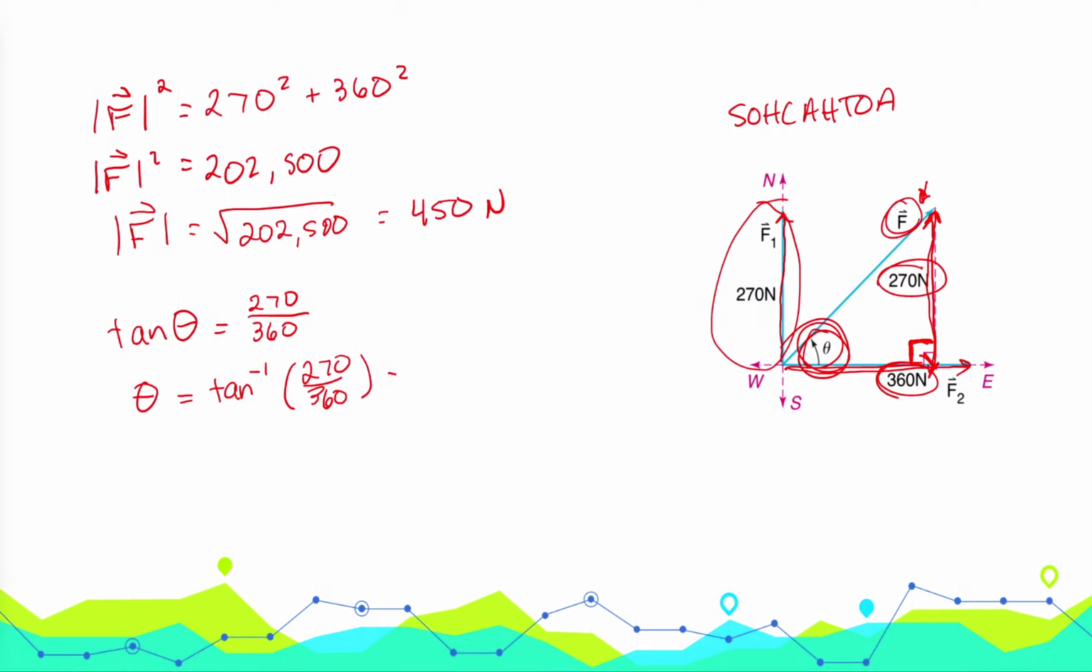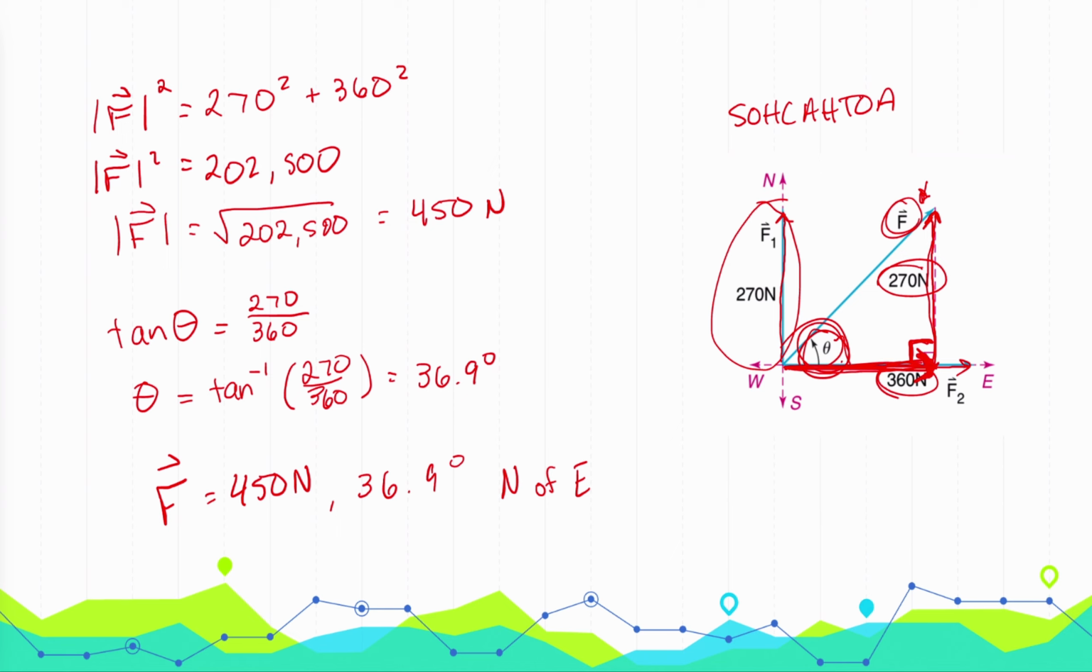And that gives us an angle of 36.9 degrees. So this force vector F is 450 newtons, and the direction is 36.9 degrees north of east, right? Compared to the east, and compared to the x-axis here, which is due east, we would go 36.9 degrees north. So 36.9 degrees north of east.